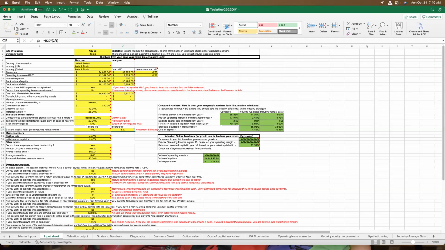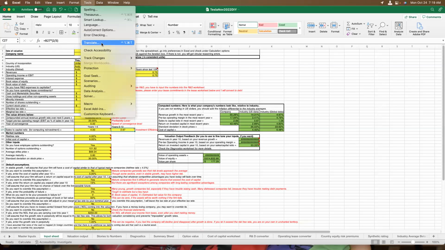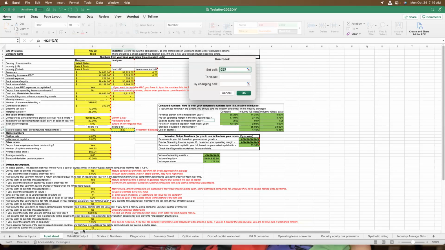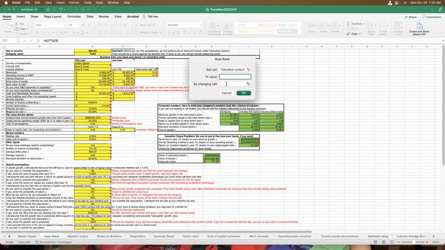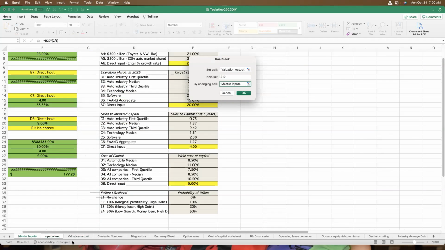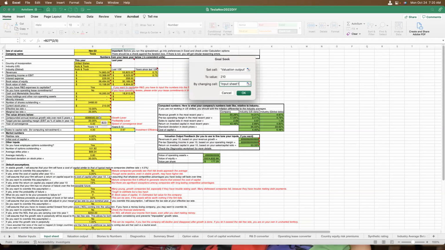So let's go back. Tools, Goal Seek, valuation output, 210, changing cell. Oh, sorry. What the heck is happening here? I didn't expect that. Let's see it.